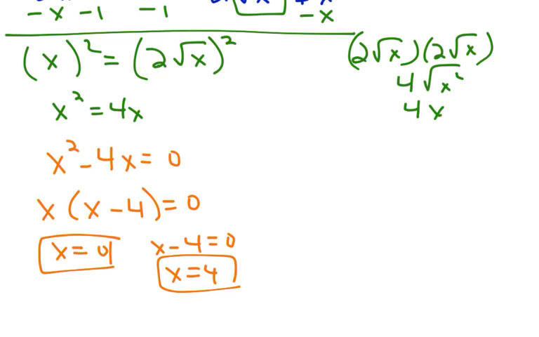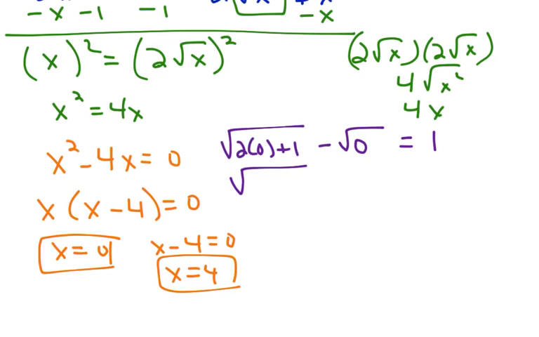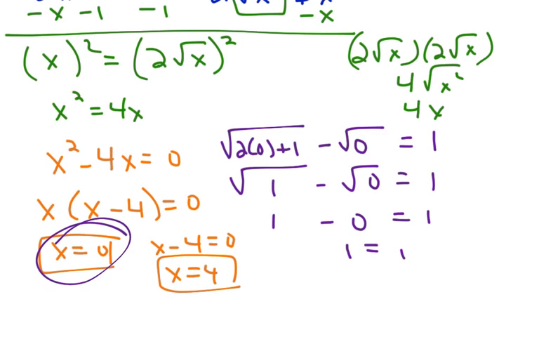So I'm going to start by checking 0. Is the square root of 2 times 0 plus 1 minus the square root of 0 equal to 1? Well, I get the square root of 1 minus the square root of 0 equals 1. 1 minus 0 equals 1, which it does. Okay, so 0 works. Yay, there's one answer.